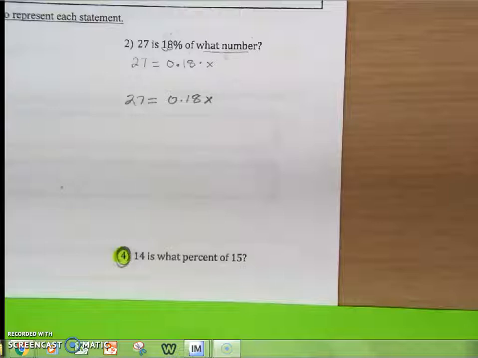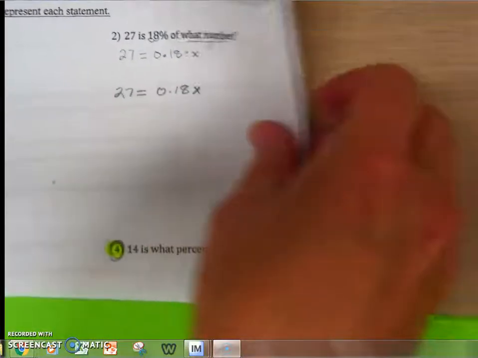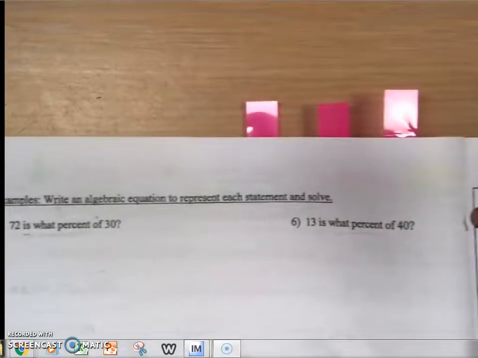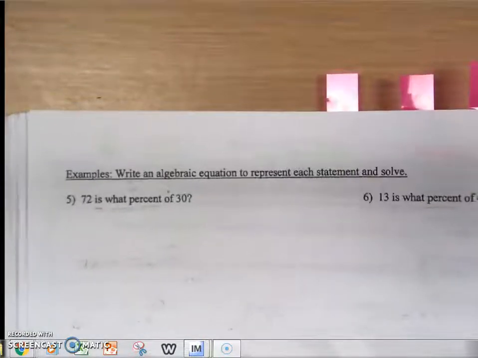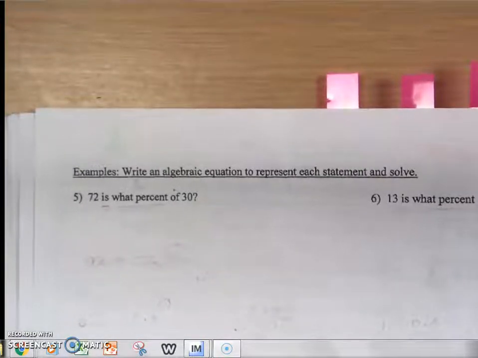Otherwise, I'm going to move on. On to the back. Okay, now in the back, we see problems that are exactly the same, but this time we're actually going to work them out. We're going to do the math.